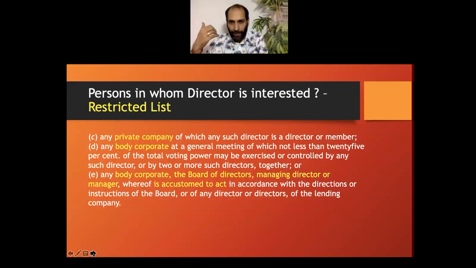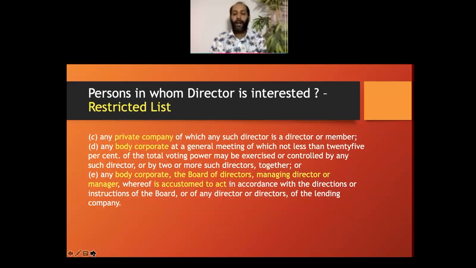Now, the next permit list is not all three, only two: guarantee and security can be given by a holding company, and that not to its wholly owned subsidiary company, but to its subsidiary company ipso facto. In both these cases, you have to comply with the condition that the borrower company should utilize this amount for its principal business activity.